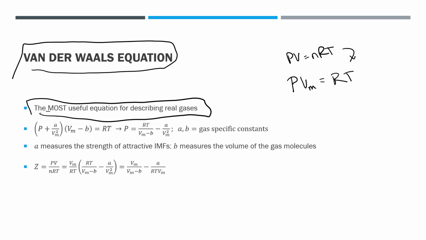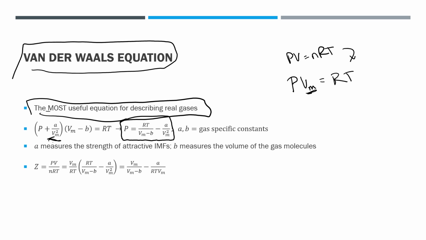What are the two big differences we see? We see that there's a term added to our pressure, right? This P becomes P plus A divided by V molar squared. And we have a term subtracted from our V molar. It's V molar minus B now, right? And our right side is basically unchanged, it's just RT. If I solve the van der Waals equation for pressure, we get this, what I boxed: P equals RT over V molar minus B, minus A over V molar squared.